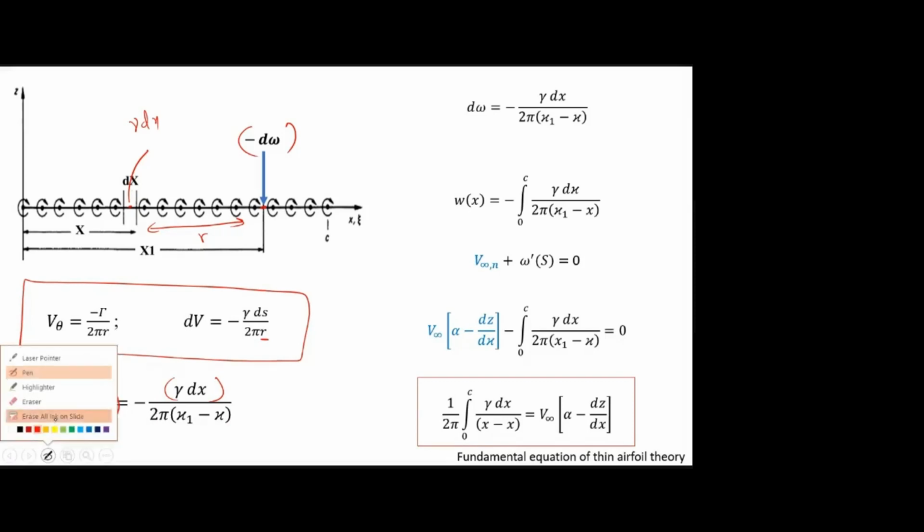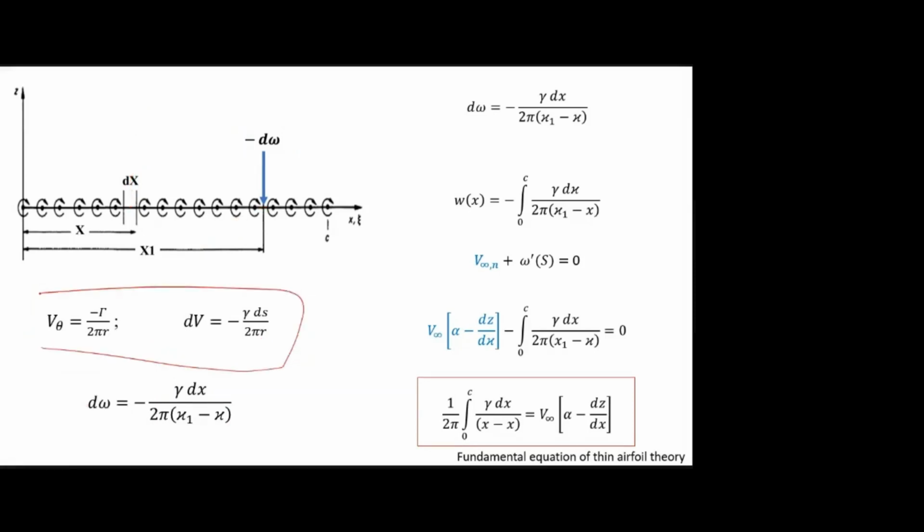So I will repeat. This we already studied: velocity is minus gamma divided by 2 pi r. This is for the complete vortex, and for the small section this is the formula: dv is equal to minus gamma ds by 2 pi r. Apply this to this condition. Instead of v, I am taking w. So minus gamma, here I have taken x, so it is gamma dx divided by 2 pi. Now this is the distance r, which is x1 minus x. So this is the normal velocity induced by this small section.